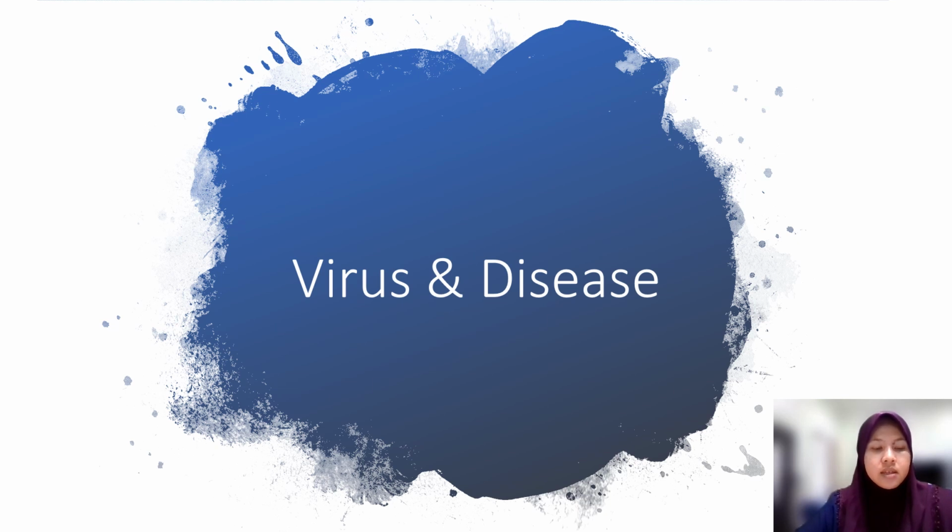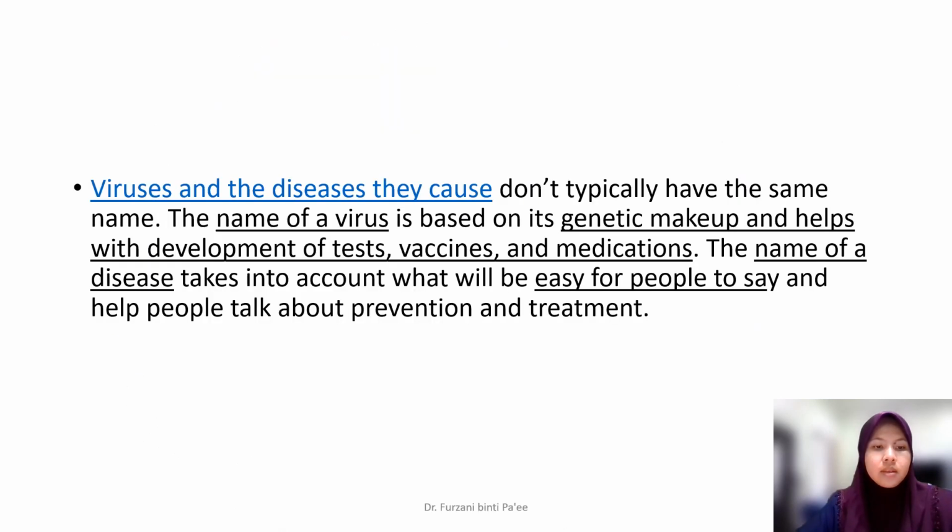Viral diseases are mainly caused when a virus enters the human body and uses the host machinery to reproduce. If the body's immune system fails to fight against viruses, it multiplies and spreads to other cells, causing infections. The name of a virus is based on its genetic makeup and helps with development of tests, vaccines, and medications. The name of a disease takes into account what will be easy for people to say.